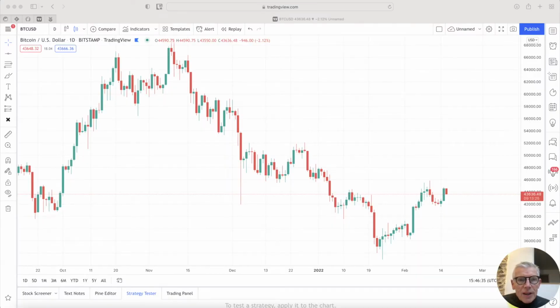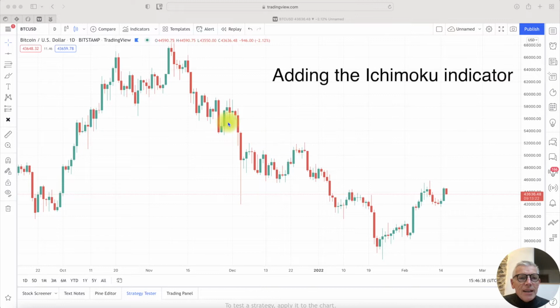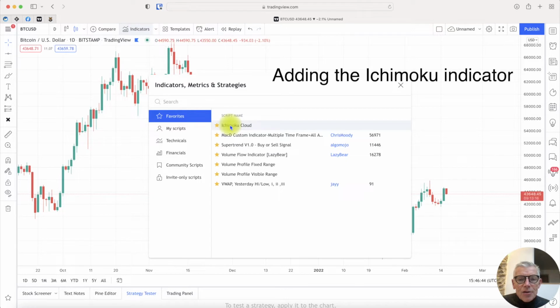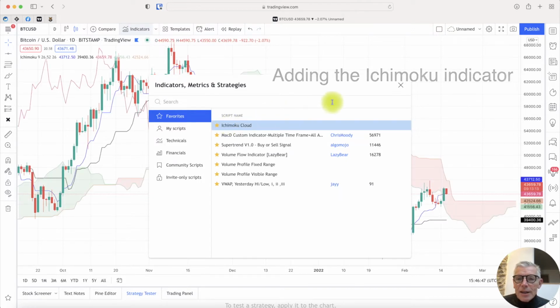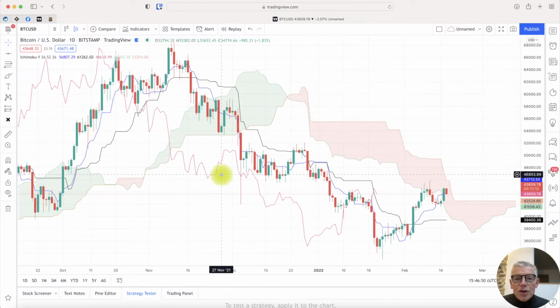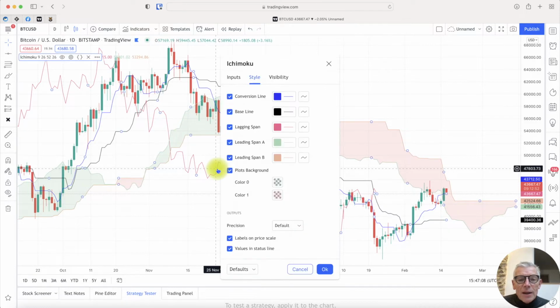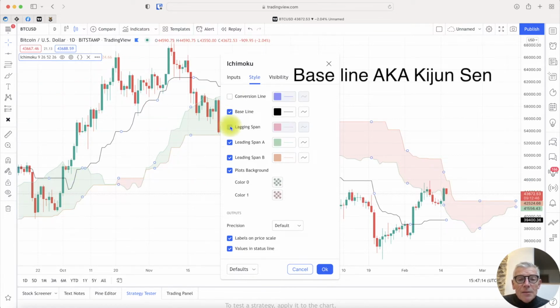We're looking at the chart here, and the first thing that I'm going to do is add the indicator Ichimoku. There it is, so I just click on the name, and here it is. As you can see, this indicator looks really quite intimidating to the untrained eye. I'm going to dissect it, and in today's video I'm just going to concentrate on one thing. In order to change my Ichimoku, I'm going to click on an element of it, then double click it, and I'm just going to use the baseline, which is also called Kijun Sen, and get rid of all the other bits.